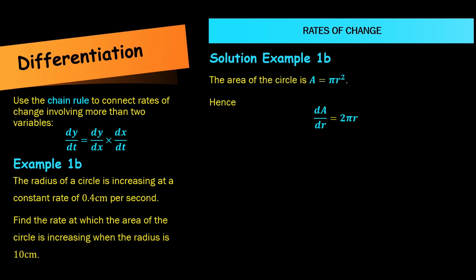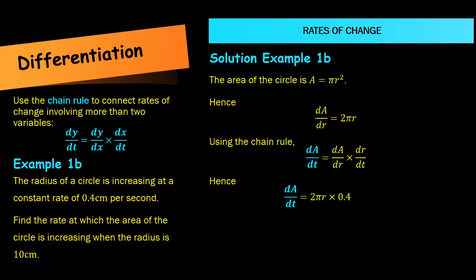Therefore, dA/dr equals 2 pi r, since r is the only variable on the right-hand side. Applying the chain rule in this context, we have that dA/dt equals dA/dr times dr/dt. And therefore, dA/dt equals 2 pi r times 0.4, which is equal to 0.8 pi r.